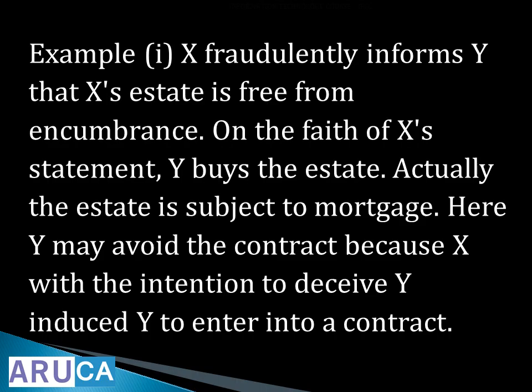X fraudulently informs Y that X's estate is free from encumbrance. Encumbrance means what? Somebody else has got a right, that's called encumbrance. On the faith of X's statement, Y buys the estate. Actually, the estate is subject to mortgage. Mortgage means you keep the estate and get a loan, so it is with the bank. Here Y may avoid the contract because X, with the intention to deceive, induced Y to enter into a contract even though X knows this property is under mortgage.